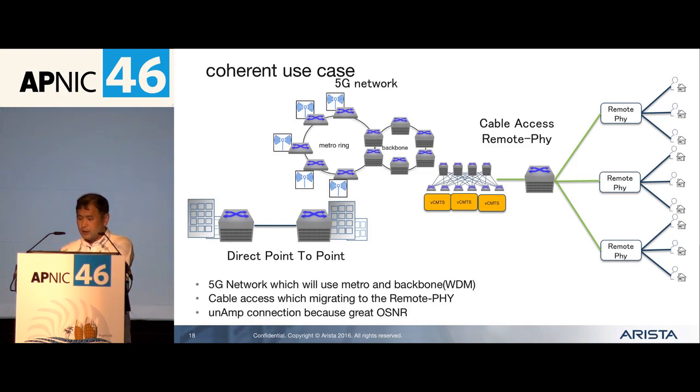In the cable access network, coax and fiber to the home, for the quality and required bandwidth, they would like to use fiber as much as they can. So they are considering a remote-PHY solution. They extend fiber to the end of the remote-PHY, and the remote-PHY changes to coax. The cable access network is one use case of coherent. And last one is amp connection, because of its great OSNR.